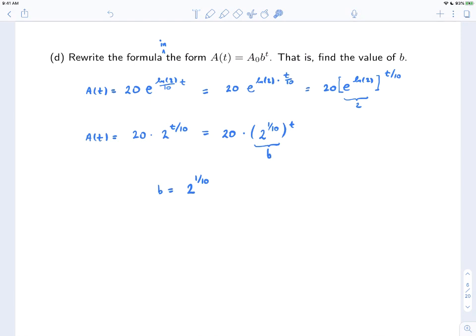This has some meaning because we know that the population doubles every 10 minutes. And you can see that here. Every time that t increases by 10, the population size doubles, because every time this increases by 10, you'll get another factor of 2.